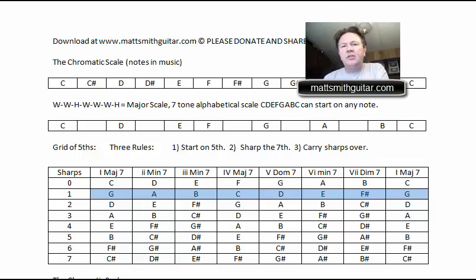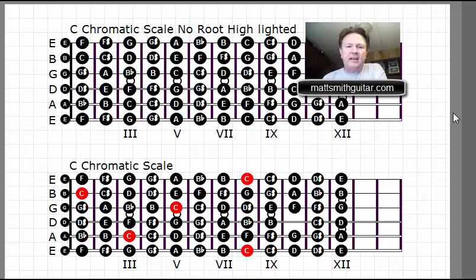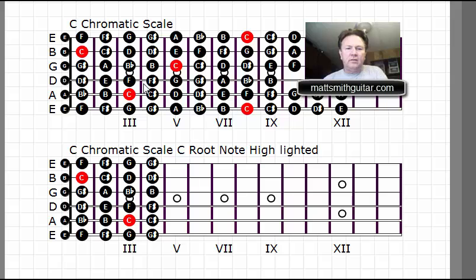Now, what I would like to do is take a quick look at the fretboard of the guitar and look at the chromatic scale on a fretboard. So here we have it. We see every note on the fretboard. But what we want to do is focus on C. So we have to highlight C as our root. So there's C as the root. And then we can go C, C sharp, D, D sharp, E, F, F sharp, G, G sharp, A, A sharp, B, C.